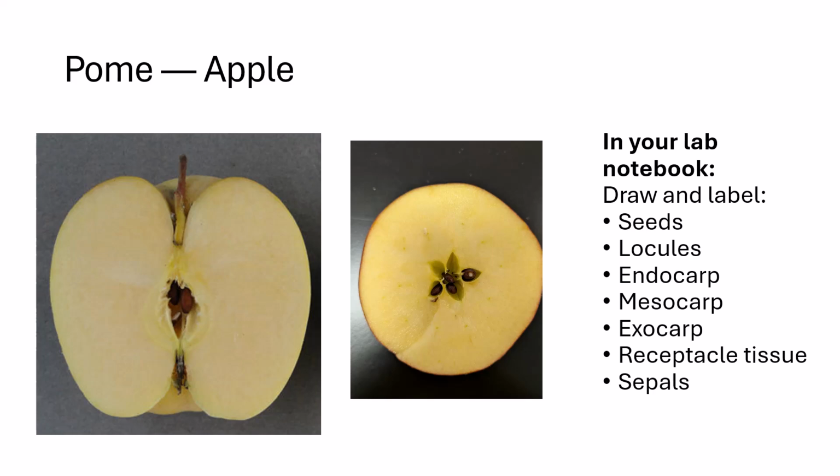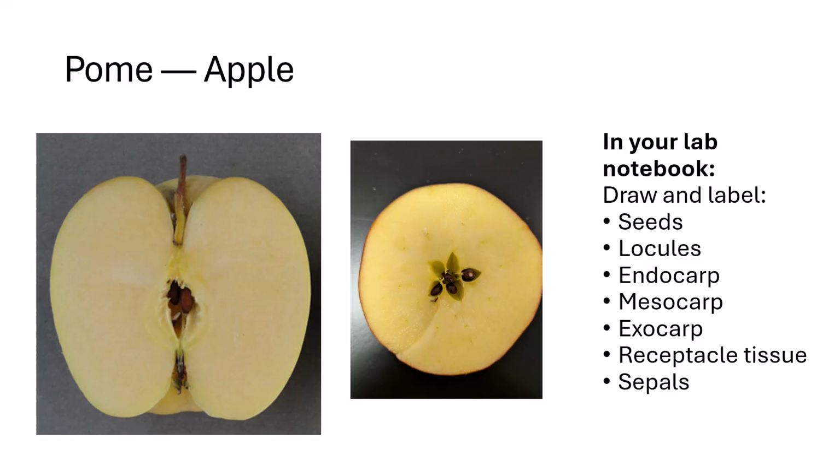After cutting the apple longitudinally, locate the seeds and locules within the core. The endocarp forms the papery layer around the seeds. Much of the edible portion of the apple actually comes from the receptacle tissue, which means the apple is an accessory fruit. Do you see the faint line surrounding the core? This is the start of the exocarp, and right inside that is the mesocarp.